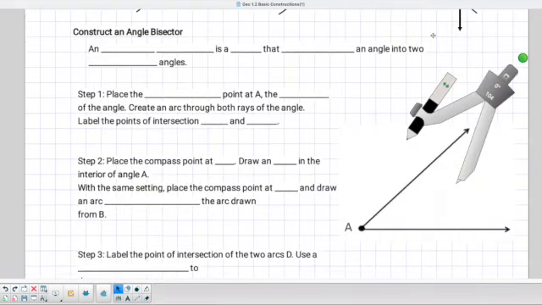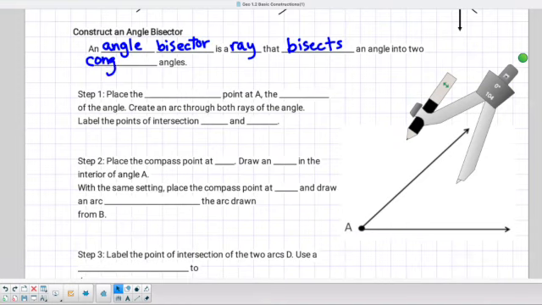Construct an angle bisector. An angle bisector is a ray that bisects an angle into 2 congruent angles.